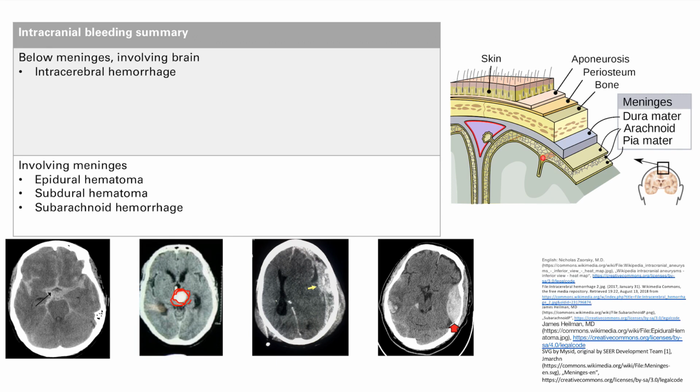Next, we have involving the meninges. So we have the epidural hematoma. Remember, that's above the dura. So it's between the dura and the skull. It's a very high pressure artery that gets ruptured. The key thing that we saw here was the lucid interval. They lose consciousness. They wake up. They're doing fine. And they get worse and worse. And then they lose consciousness again. That's the lucid interval.